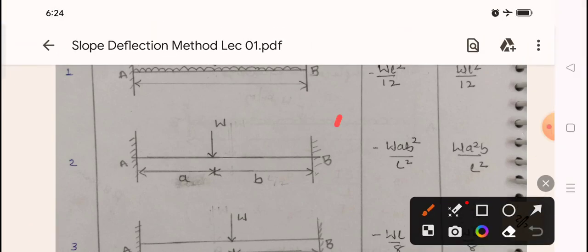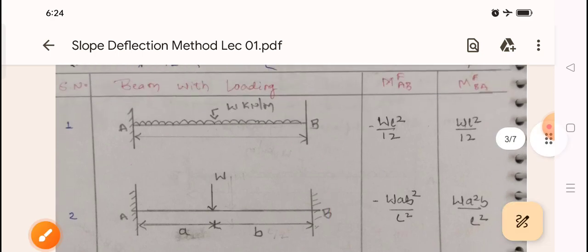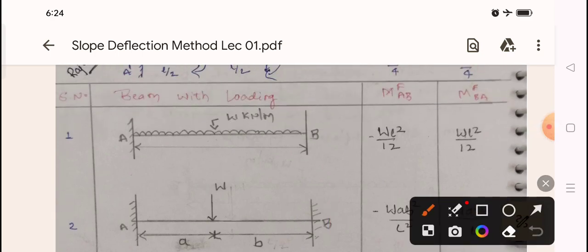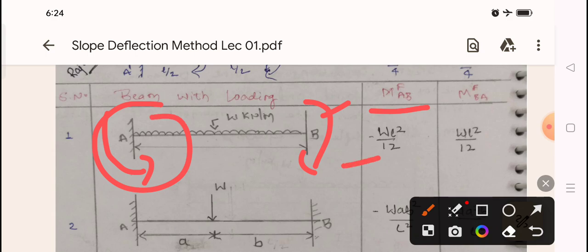So what is the first case? For the first case, the beam with UDL, and both ends are fixed. For this case, what is the value of MFAB? For this beam, the MFAB value is equal to minus WL square by 12 and the MFBA value is equal to plus WL square by 12. So this is the thing you should remember.